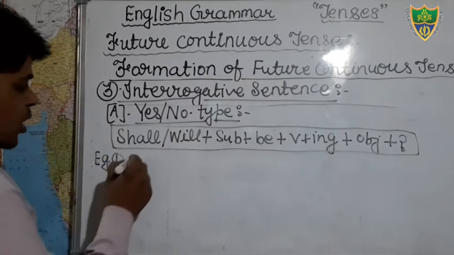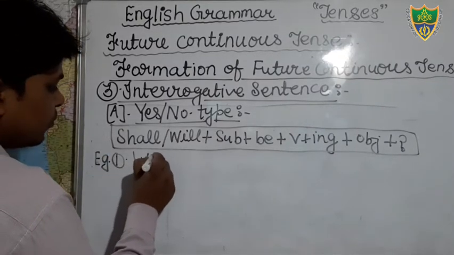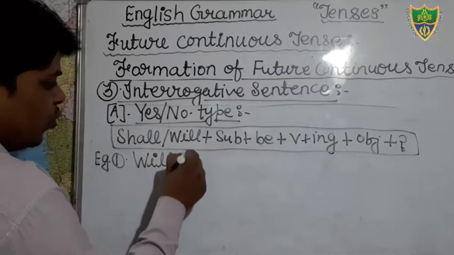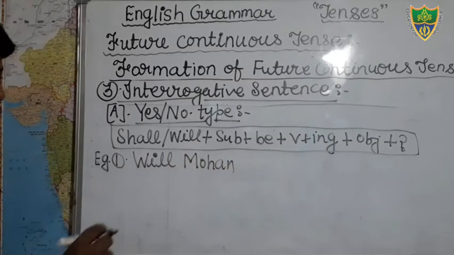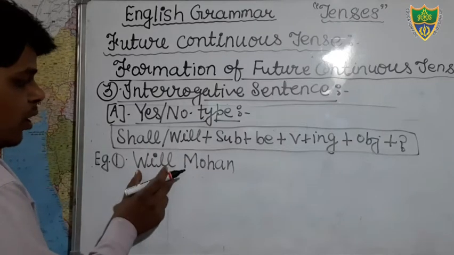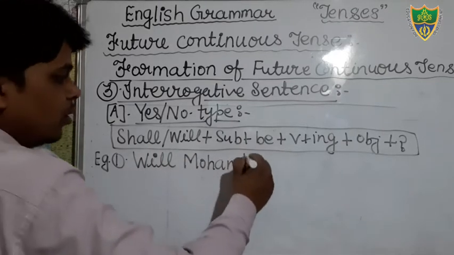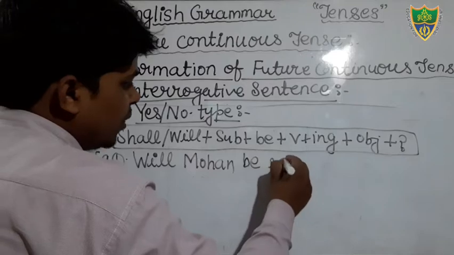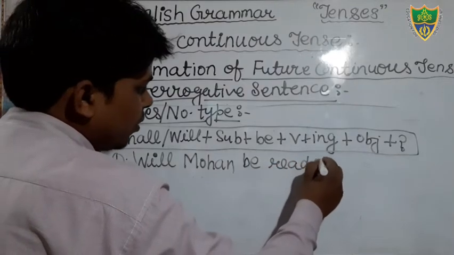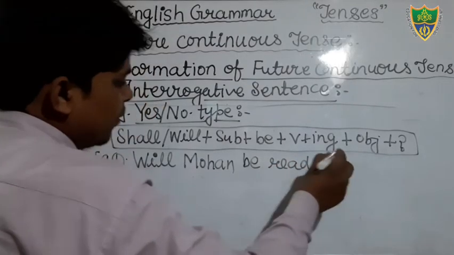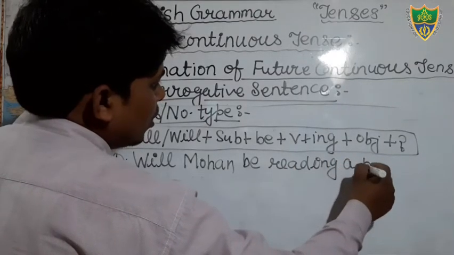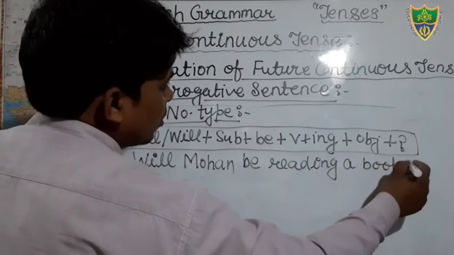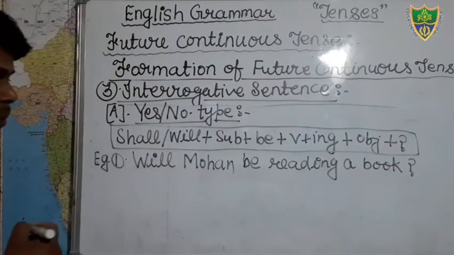First sentence we can see here: Will Mohan be reading a book? You can see the helping verb will, then Mohan, then be. Reading is your main verb, and in the main verb you will add ing. Question mark at the end.